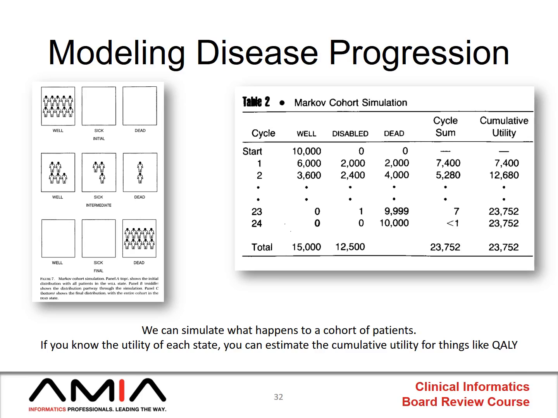And again, at each cycle, I can measure the instantaneous utility at that one cycle. And if I sum it all up, I can see that those 10,000 patients who started out in the state of wellness in the top left accrued a total utility of 23,752, which means that on average, they each had 2.3 units of utility, whatever it was in this example, quality adjusted life years. And so that's why these Markov models and Markov chains can be useful.